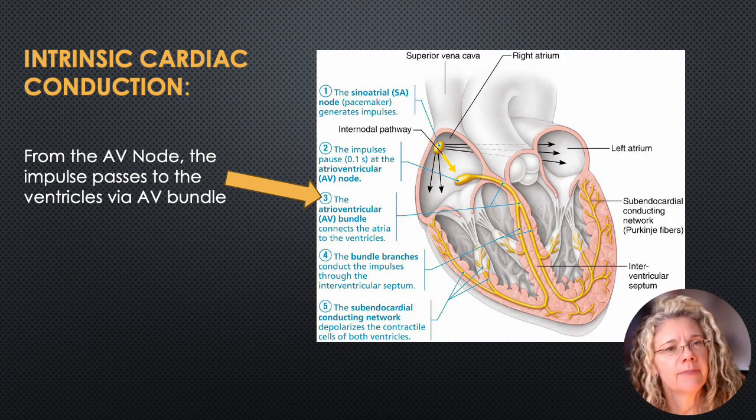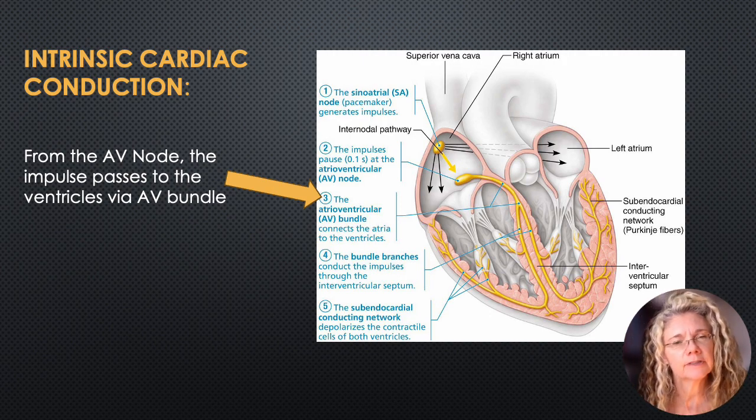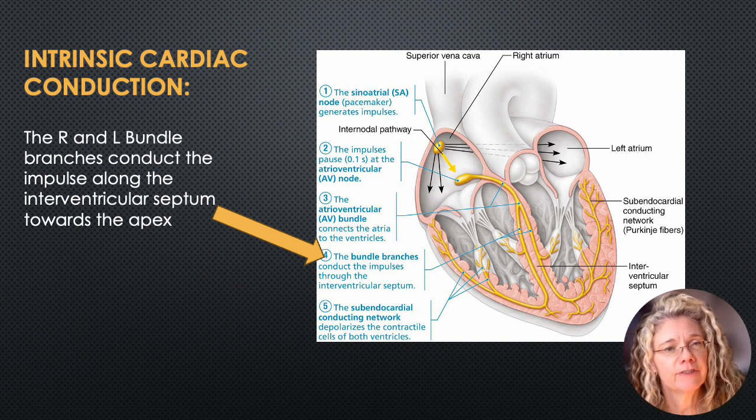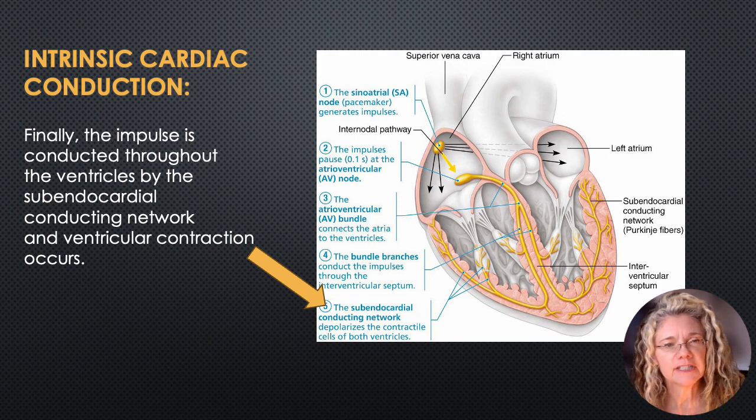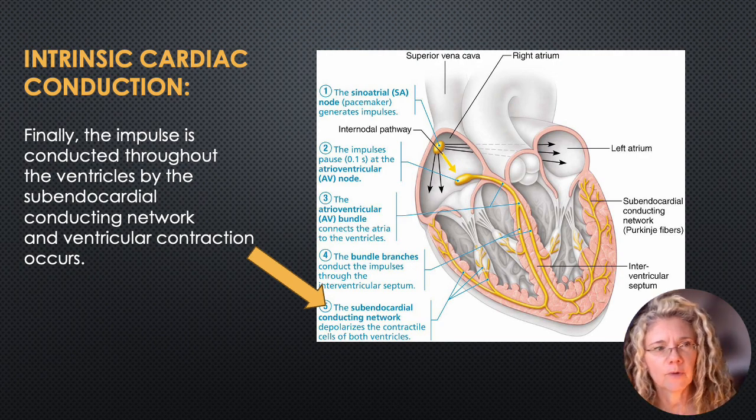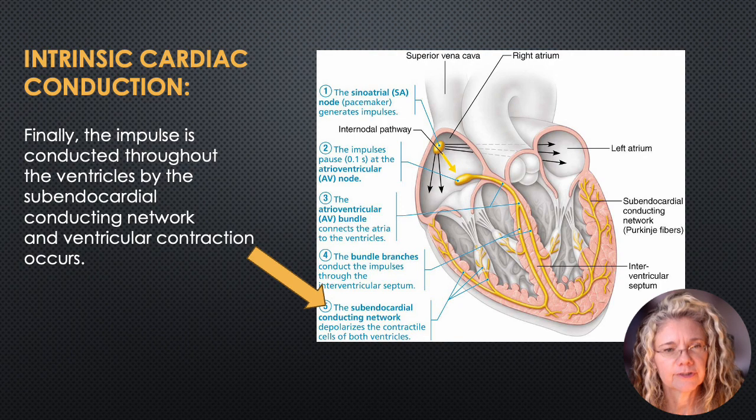All right. Then from the AV node, our electrical impulse is going to pass into the ventricles through a shared pathway, the AV bundle. Then that atrioventricular bundle is going to separate into right and left bundle branches to send stimulation out through the ventricle. That conduction will go through the interventricular septum and then out to the ventricular walls. And then, last but not least, the impulses get conducted out into the muscle tissue itself through that subendocardial conducting network, and when that happens, the ventricles contract.